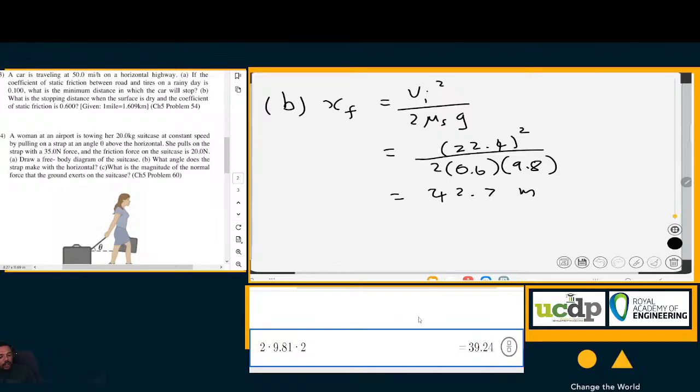Check this difference. On a rainy day, it takes 256 meters to come to a stop. But on a dry day, it just takes 42 meters to stop, 43 meters basically. So yes, this is a very good problem.